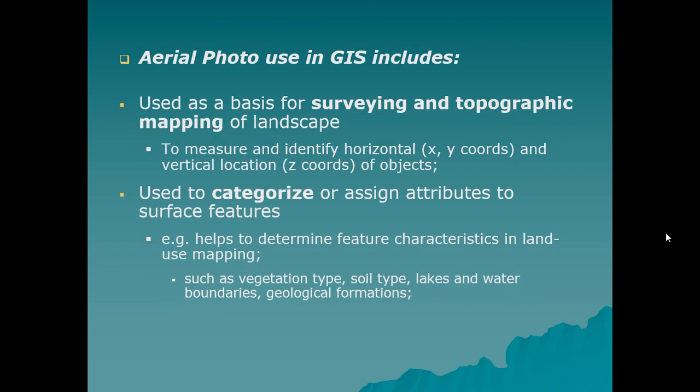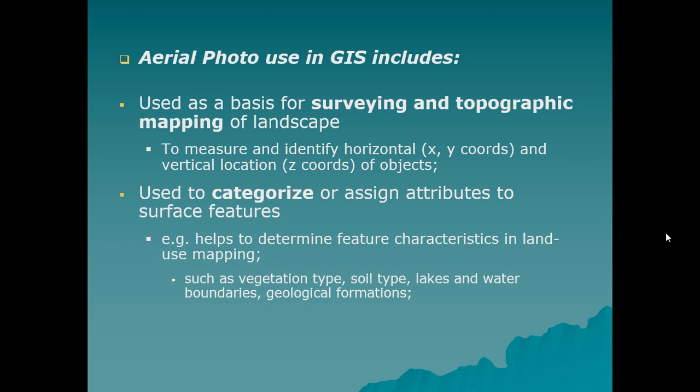So how do we use aerial photos in GIS? We can use aerial photos for surveying, that's land surveying, as well as topographic mapping, that is the mapping of the landscape. So the aerial photos can facilitate the measurement and identification of both your horizontal and vertical measurements, for example, distances and location, as well as heights of the objects on the land. Aerial photos may be used for that.